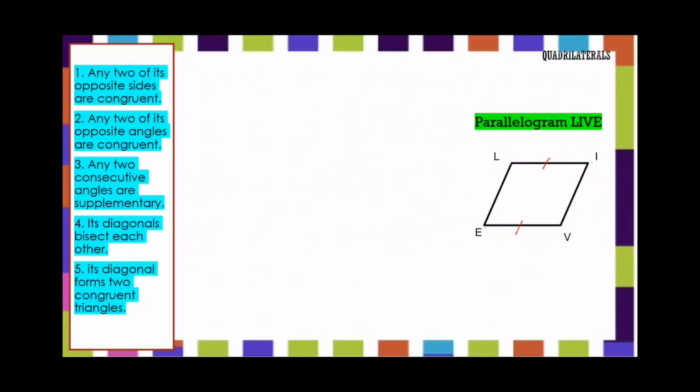If the measure of side LI is 8 meters, the measure of side EV is also 8 meters, since those opposite sides are congruent. Another pair, we have side LE, and this is congruent to side IV. So if side LE measures, let's say, 7 meters, side IV also measures 7 meters. Okay, so that's property number 1. Side LE is congruent to side IV, and side LI is congruent to side EV.